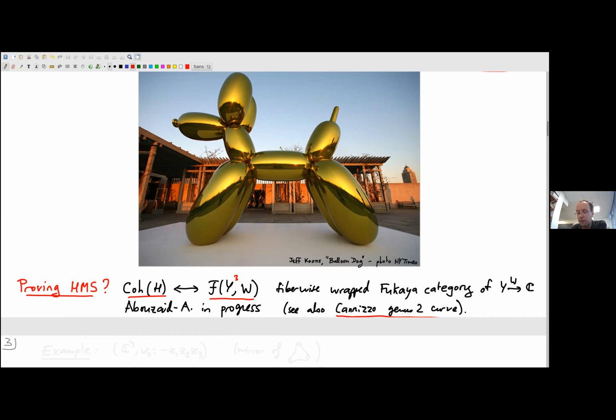You can compare these categories and get to homological mirror symmetry statements. I have a long-delayed paper with Abouzaid. It will actually exist at some point. It is in progress. That does this also for curves in C star squared and so on.